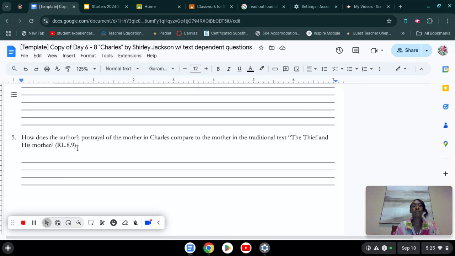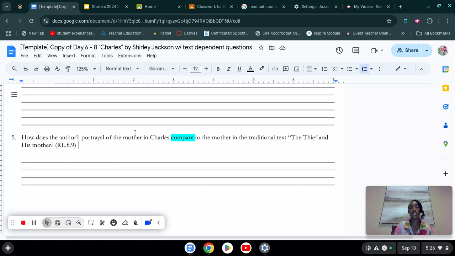All right. Last but not least, the fifth question is asking you to draw on a story that we've already read. So we already read Thief and His Mother. So it says, how does the author's portrayal? When it's talking about a portrayal, it's how does he write the mom in this story and how does it compare to Thief and His Mother? So what you're doing is comparing both moms. I'm going to highlight that word. So what makes the moms the same and what makes them different? So that's all you're answering down here.